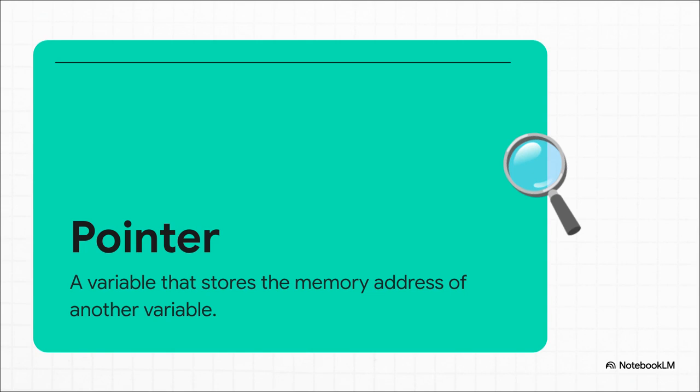Well, it's a special kind of variable. But instead of holding the data itself, like the number 10 or the word hello, it holds the memory address of where that data is stored. The address book analogy is perfect. It doesn't hold the person. It just tells you exactly where to go to find them.